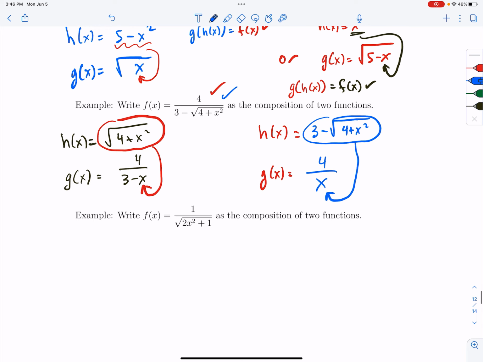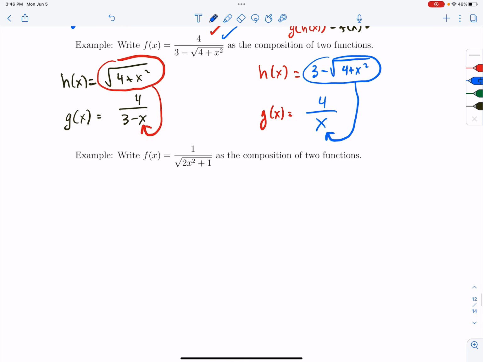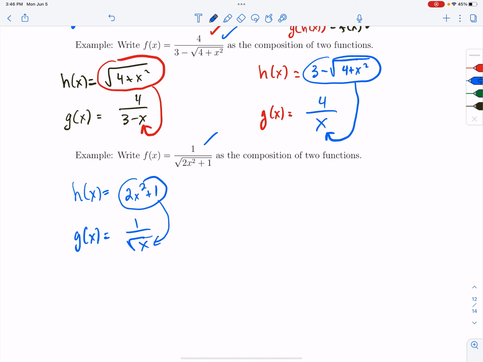All right, and one last example here. We have 1 over the square root of 2x squared plus 1. I'm going to say h of x is equal to 2x squared plus 1. And if g of x is 1 over the square root of x, if I input h of x into this function, that will give me what I started with. You can try that one on your own and see if you can come up with anything else that will work.